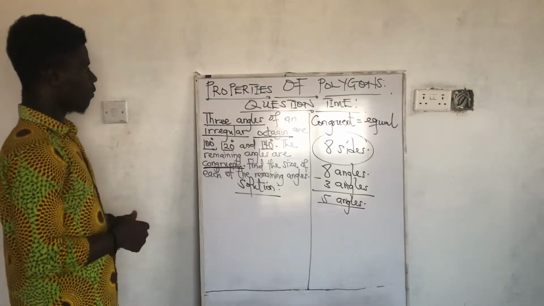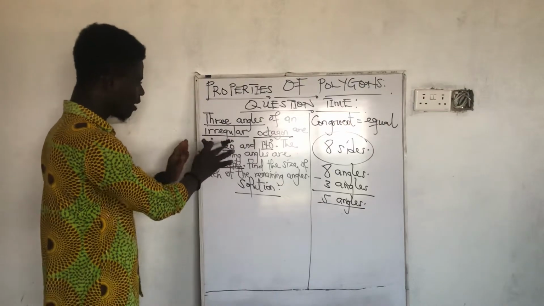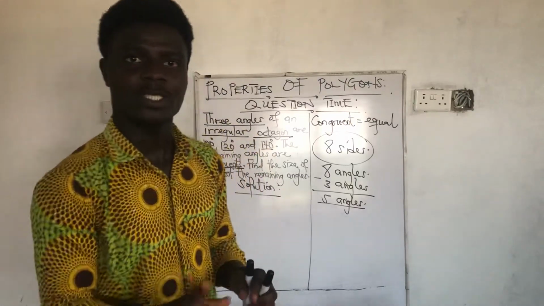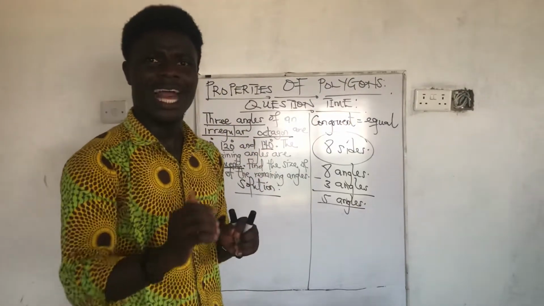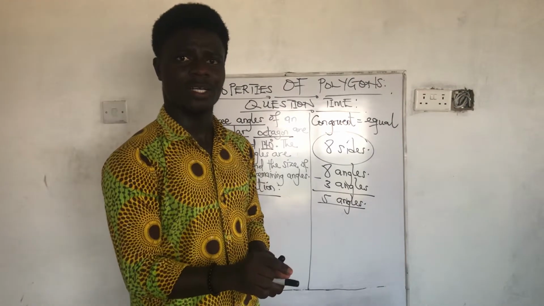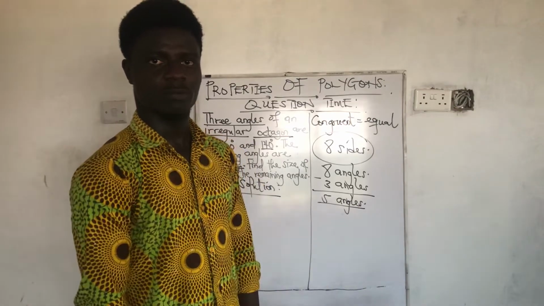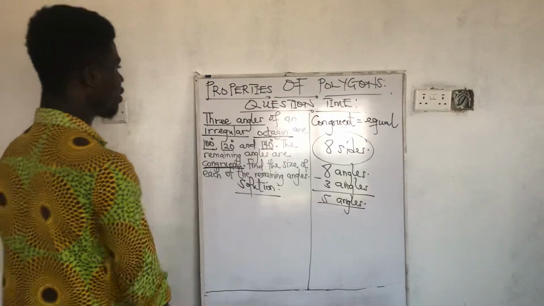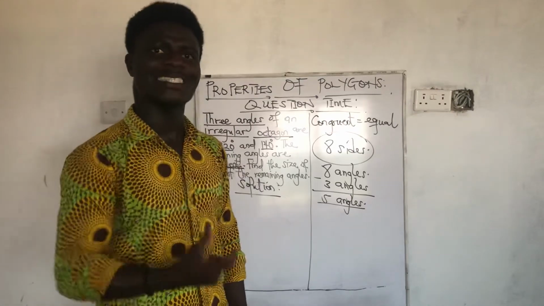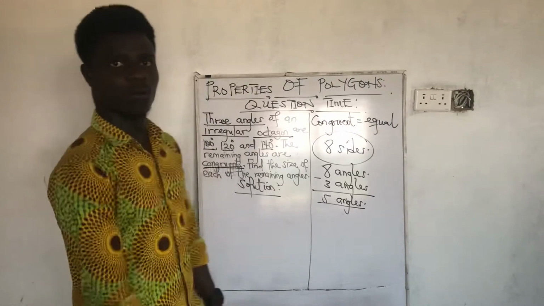So now, these three angles of an irregular octagon are 100 degrees, 120 degrees, and 140 degrees. The question is silent, meaning we don't know whether the angles are exterior or interior. They didn't specify. But if the question is silent, then that means the angles are interior. So first of all, we have to find the sum of interior angles of an irregular octagon.